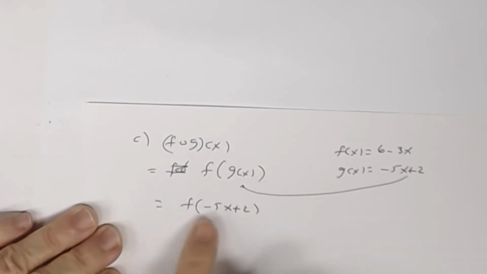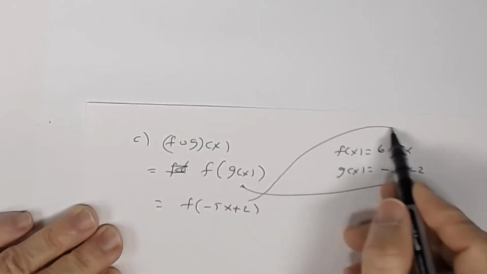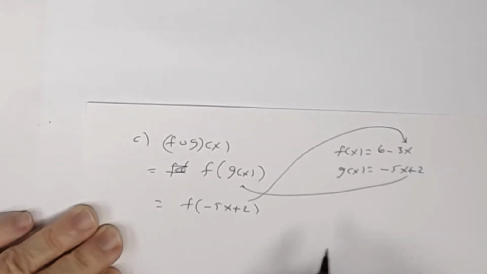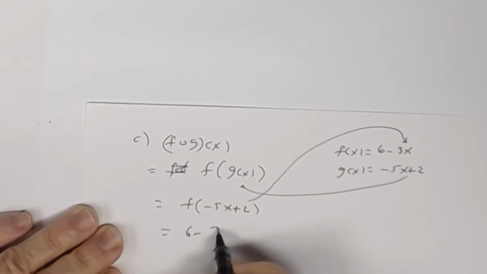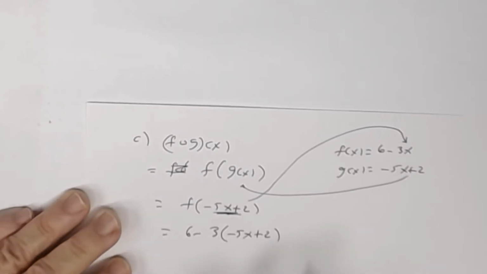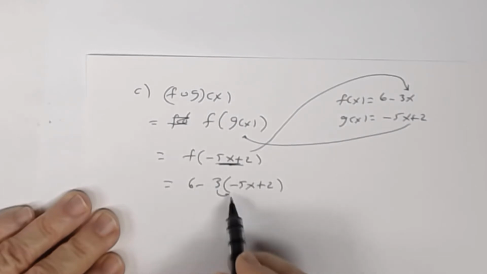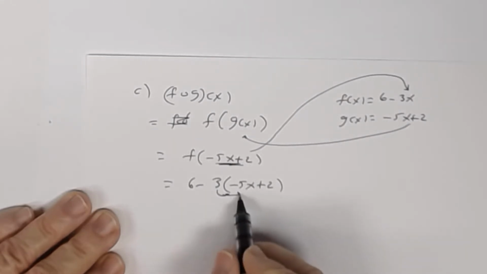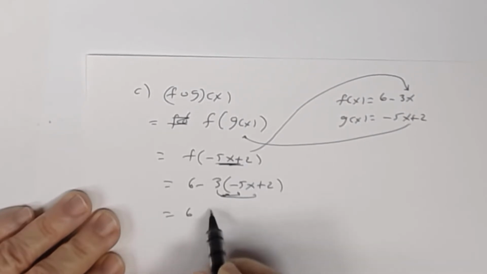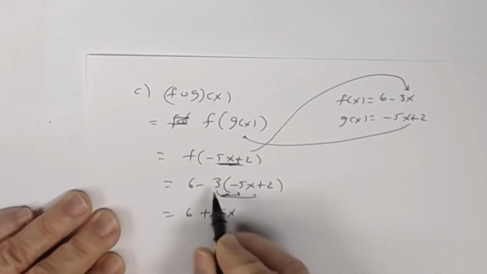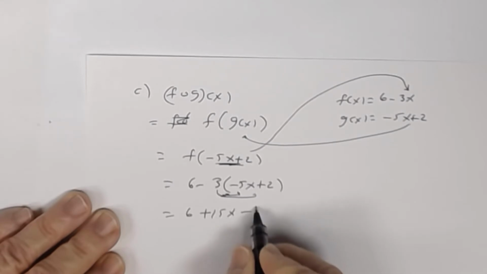You've had plenty of experience evaluating functions at a variable expression. So you just go to your function f, and where we see the variable x, you substitute negative 5x plus 2. So this becomes 6 minus 3 times negative 5x plus 2. Getting rid of the parentheses, you're going to distribute. Now remember, don't say 6 minus 3 first. You have to distribute that negative 3. You do multiplication before subtraction or addition. So this becomes 6, a negative 3 times a negative 5x is a positive 15x, and a negative 3 times a positive 2 is a negative 6.